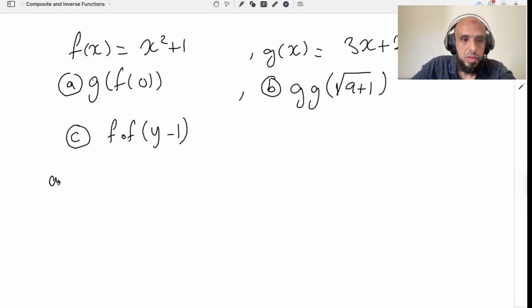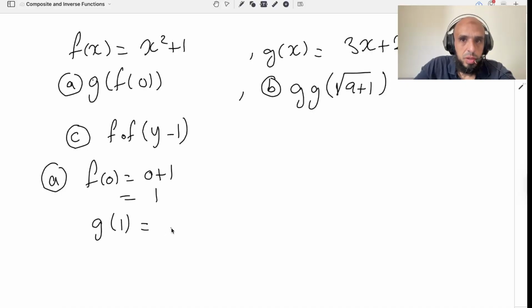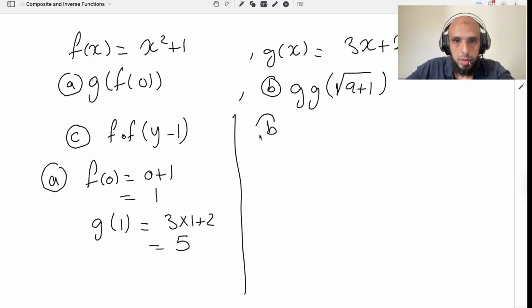Okay, let's first solve a. So g of f of 0, first we apply f to the 0, so f of 0 is going to be 0 plus 1, which is going to be 1, and g of 1 is going to be equal to 3 times 1 plus 2, so it's going to be equal to 5. Now we solve part B.